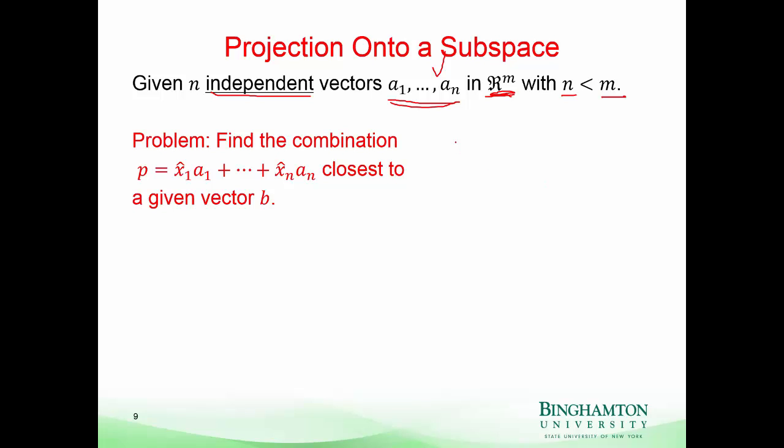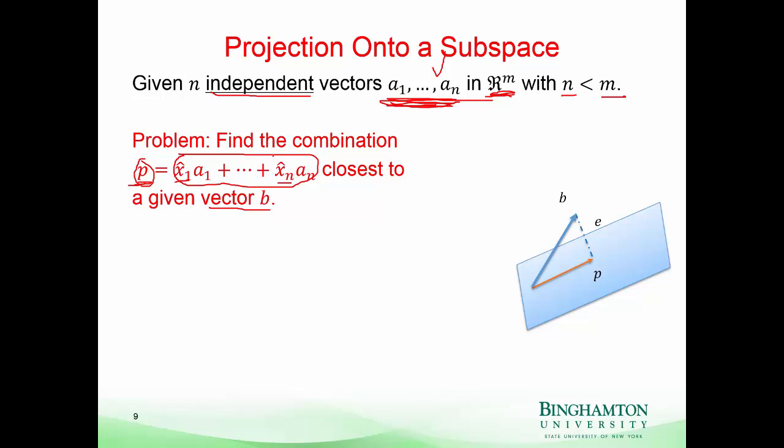Now here's our problem. I want to find the combination P, which is just a weighted combination of these vectors with some scalars out in front of each one, so just a linear combination, such that the resulting vector P is the closest vector in that subspace to vector B. Right? We're doing a linear combination of these vectors that span our subspace, so we know that P is going to be inside this subspace, and we'd like to find the closest one. That's the idea of a projection onto a subspace. Find the closest vector in the subspace.